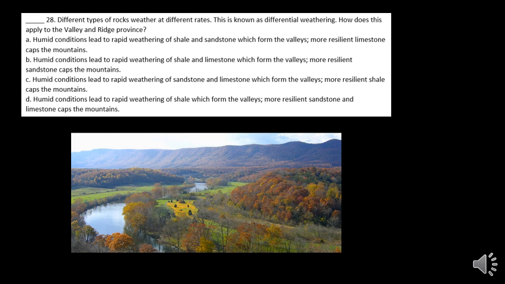Different types of rocks weather at different rates, and this is known as differential weathering. How does this apply to the Valley and Ridge Province? Well, what happens here in the state of Virginia is shale, of course, breaks down very easily.